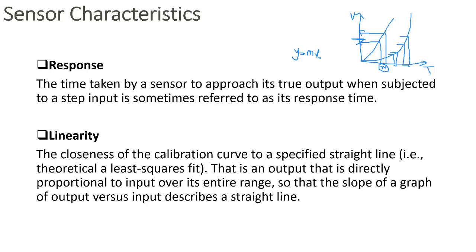Then linearity means how much the sensor is close to this linear line. So whatever the system or the sensor that you are choosing, it's good to have this linear system as much as possible. So if you have few options to choose, maybe you can go for the most linear sensor.